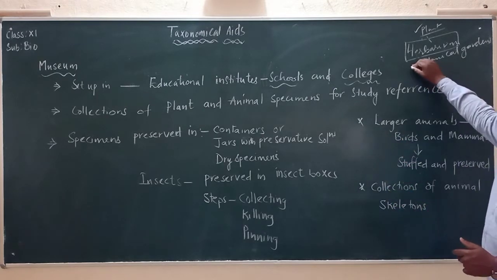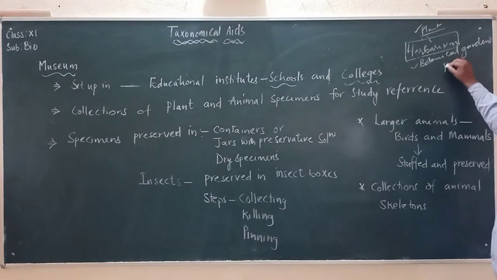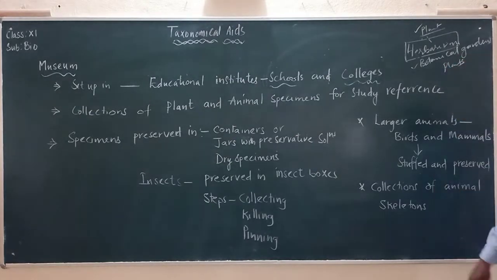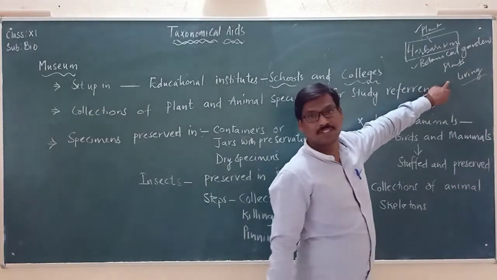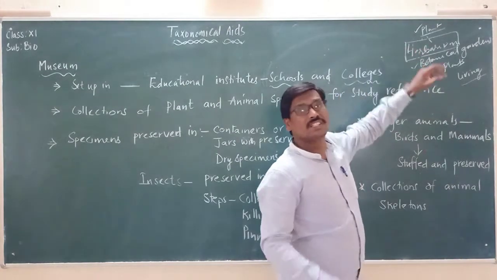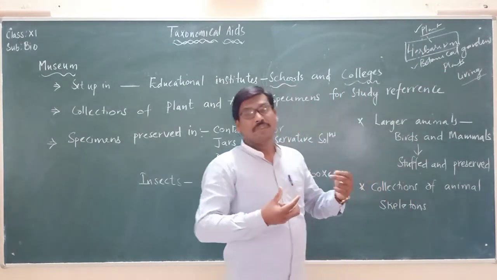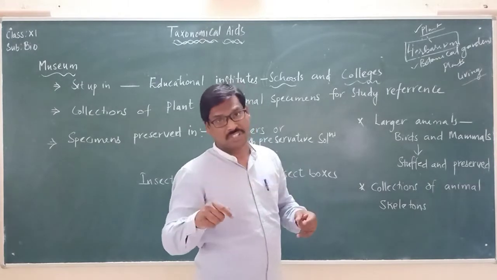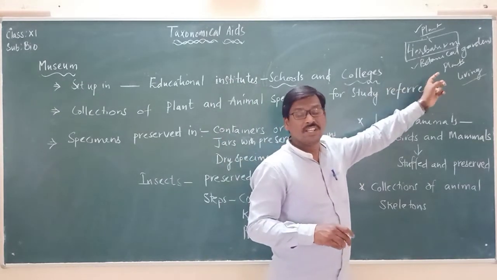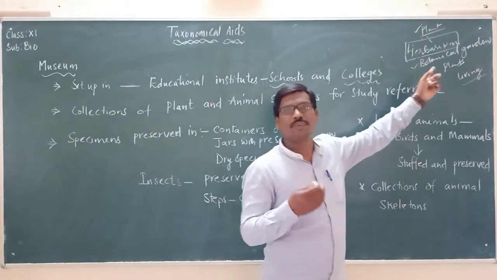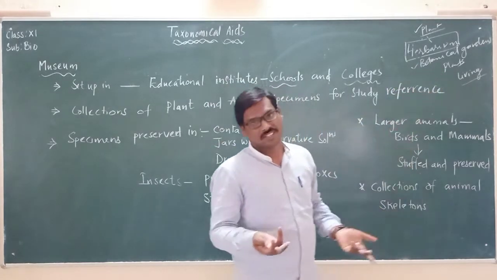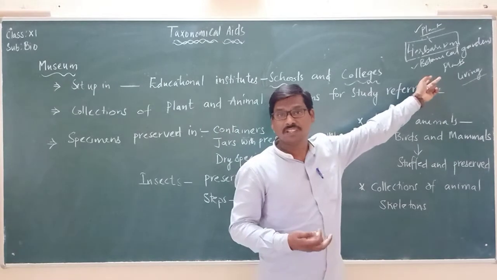Now, botanical gardens are also about plants only, but here we are talking about living plants. Please remember that. A herbarium is a collection of plants which are dried, pressed and preserved, whereas botanical gardens contain living plants. We generally call them botanical parks.